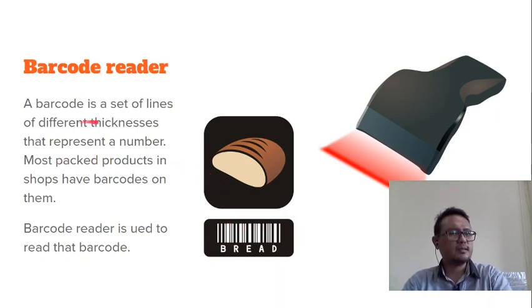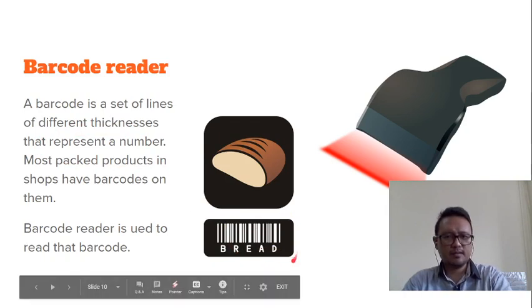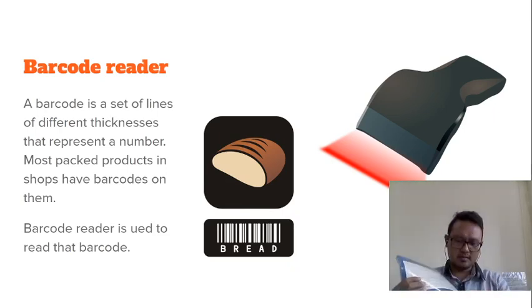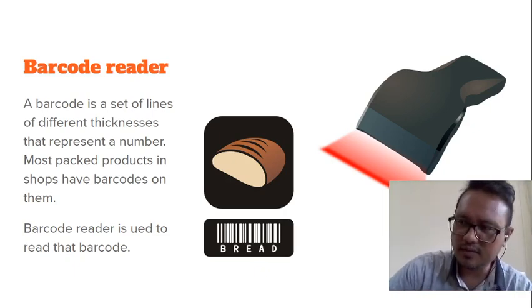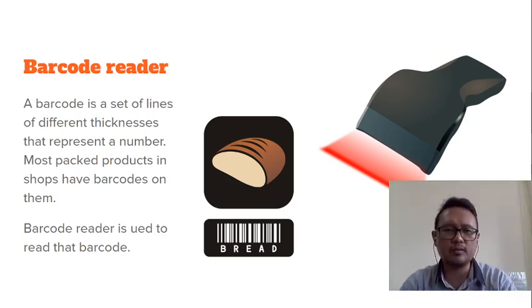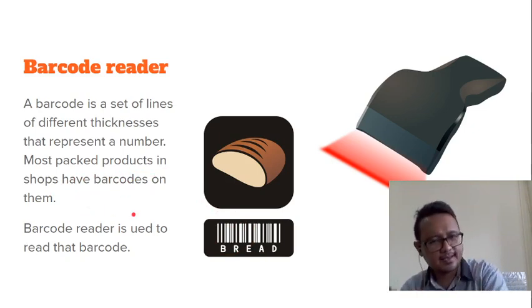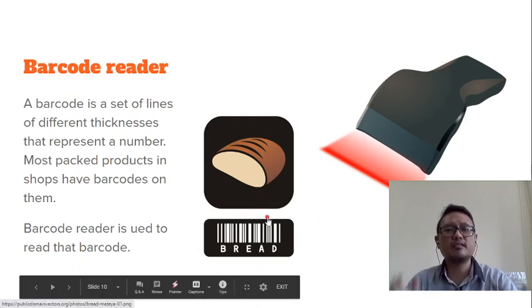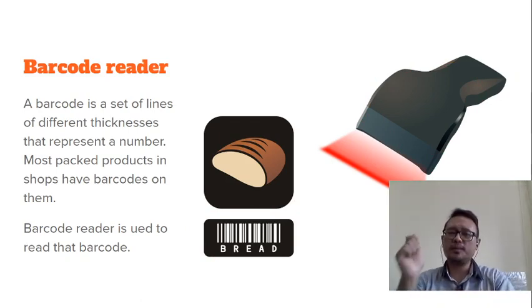What is a barcode? A barcode is a set of lines of different thickness. If you ever notice a barcode on the back of your things, here, this one. I have a barcode also. Here, if you buy bread, not only bread, food, beverage, any kind of things, you will have a barcode at the back. Most packet products in shops have barcodes on them, usually at the back side. Now the barcode reader will read this barcode and will display on screen bread 10,000, something like that. So you have to pay 10,000 to the cashier.